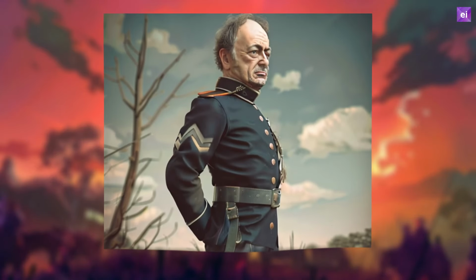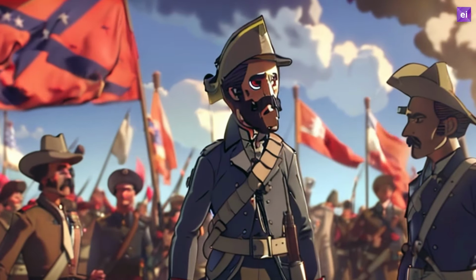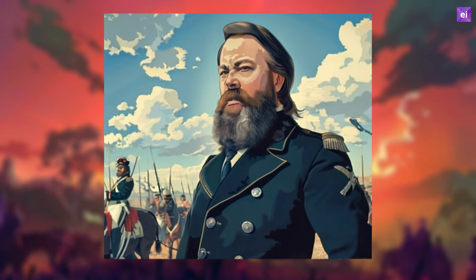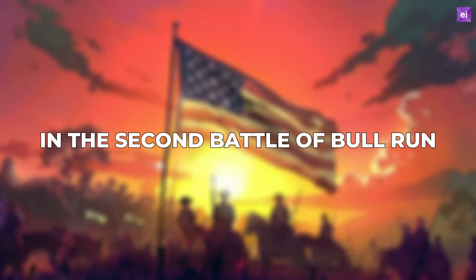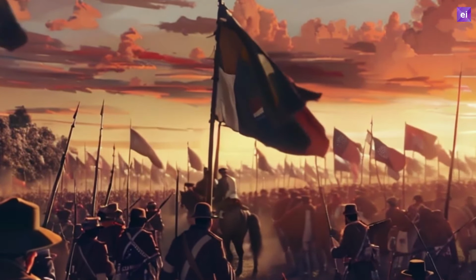McClellan was replaced by Henry W. Halleck, but still led the Army of the Potomac. Lee then moved his troops northward, clashing with Union forces under John Pope in the Second Battle of Bull Run. Lee's victory led to the first Confederate invasion of the North.